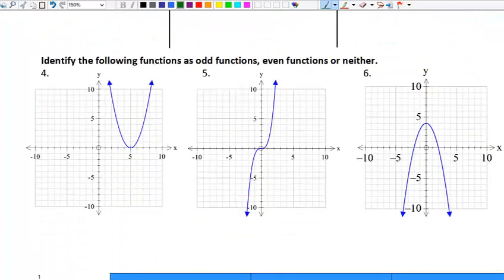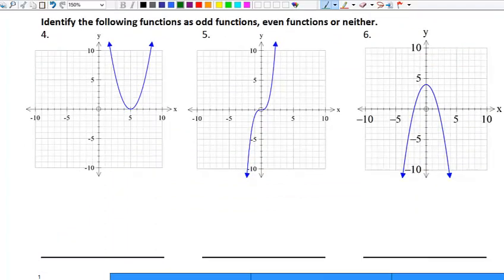On the next section, we're trying to identify if the following functions are odd functions, even functions, or neither. So odd functions are symmetric about the origin. Even functions are symmetric about the y-axis, and then neither would be, they're neither odd nor even, so therefore they're neither. Okay, so if we're talking about number 4, if I fold it along this line, and if you at home want to just take your paper and just fold it along the y-axis, is that symmetric about the y-axis? No, it's not, okay? So it can't be even. Some people will want to say, well, yeah, it's symmetric right here. Well, that's not the y-axis, so therefore it's not even.